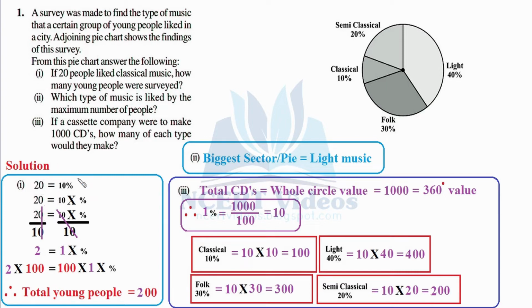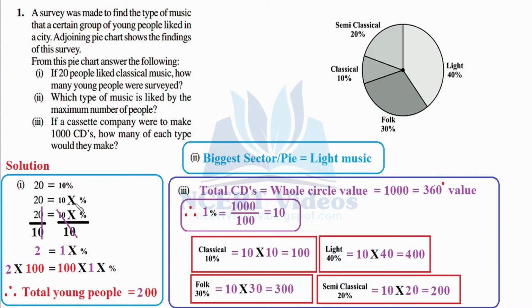Now we shall perform the unitary method in order to find 100% of the people. For that, we need to find the number of people that comprises 1%. Therefore, this equation can be written in elaborated form like this. 20 as it is. 10% means 10 is getting multiplied with percent. We told you if we are using signs and constants, it simply means they are getting multiplied, and percentage really means 1 over 100. So 10 is getting multiplied with 1 over 100.